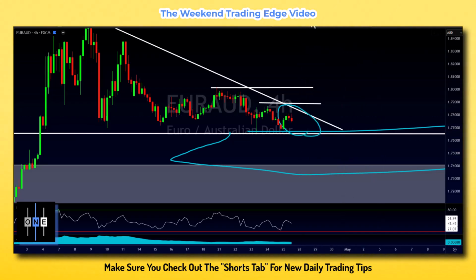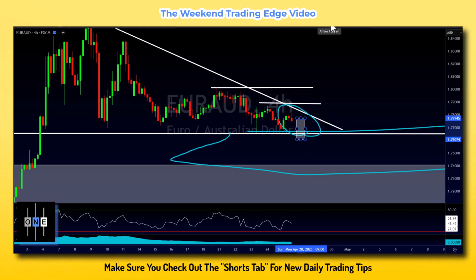Or you can always wait for proof, right? And what would proof be? Well, we spoke about it before. A violation of our level of structure. So price action breaking and closing below this level, that is proof that that violation to the downside has happened. If we get a violation to the downside, then we know we're likely to continue lower.